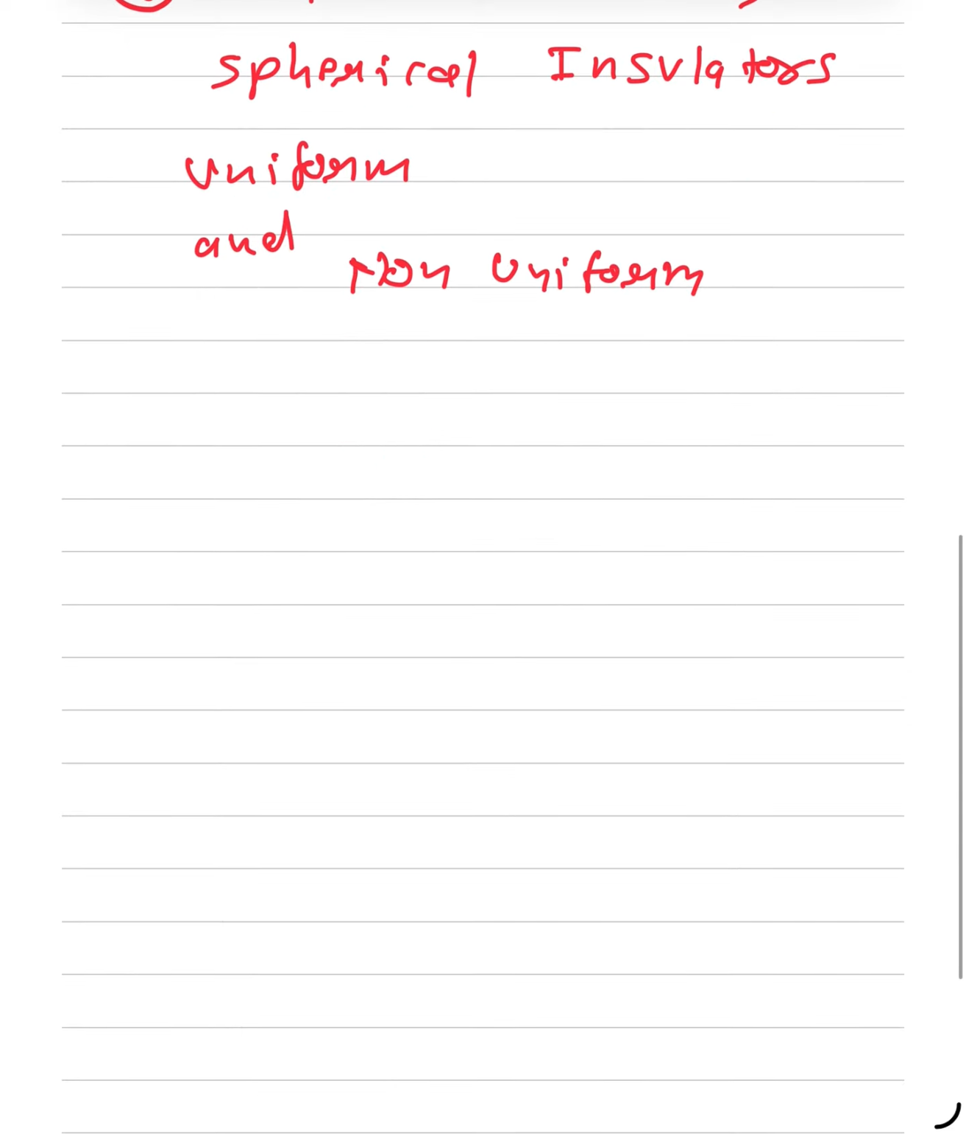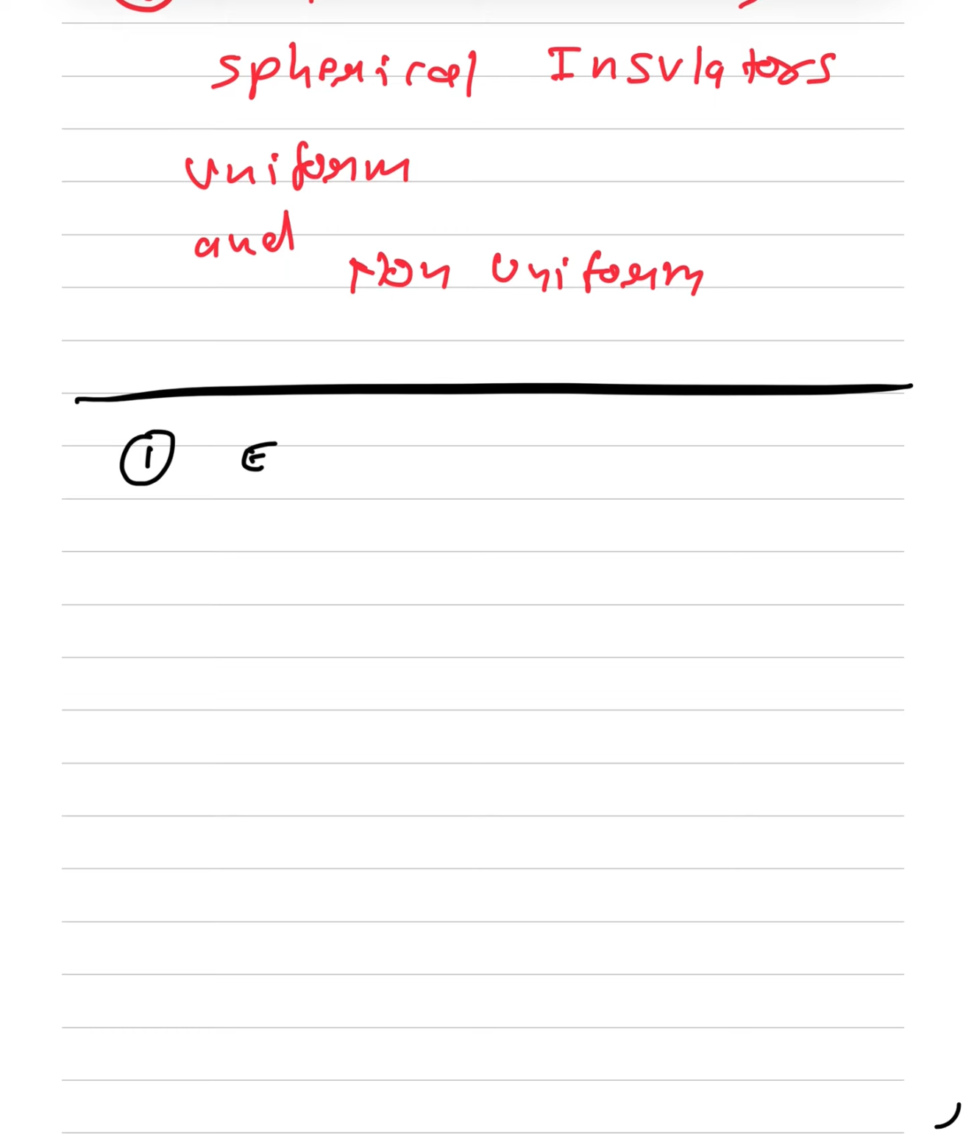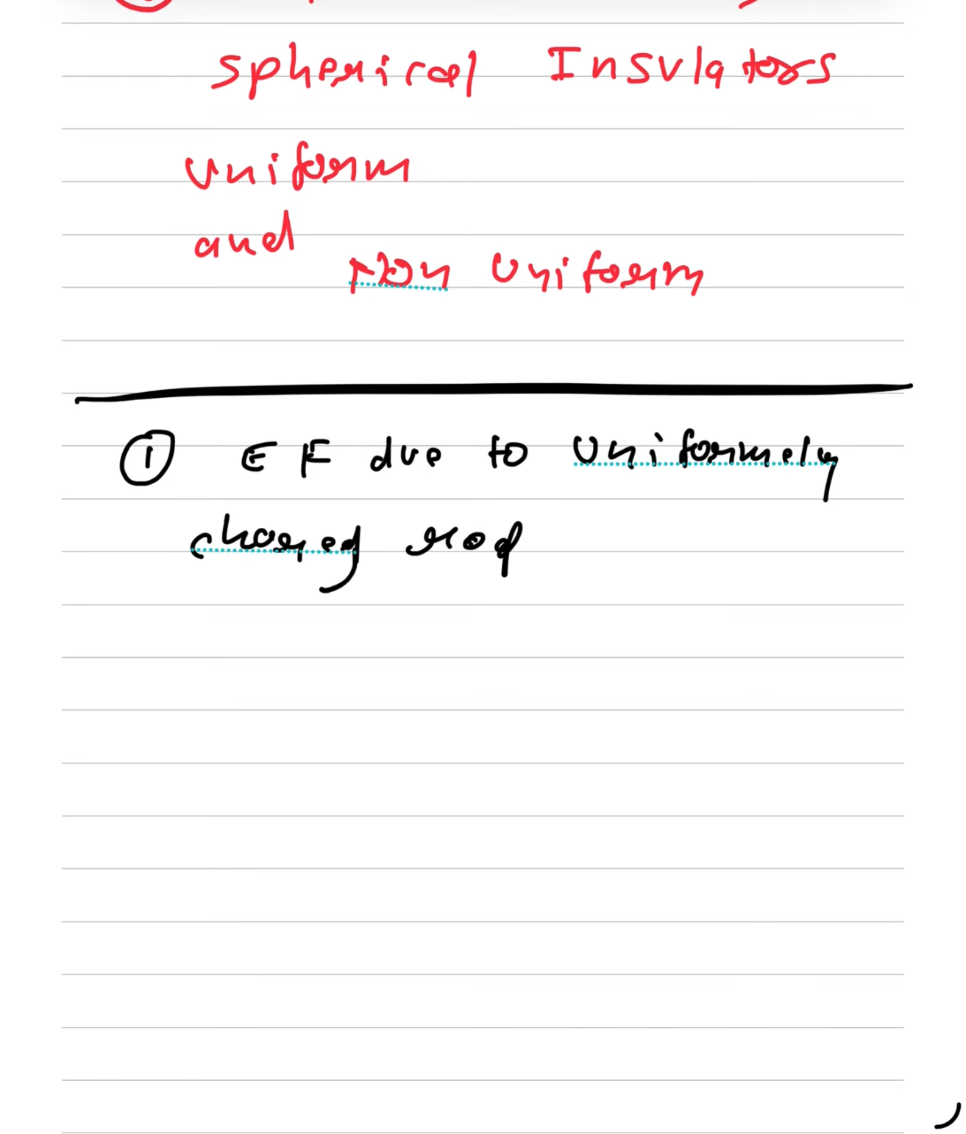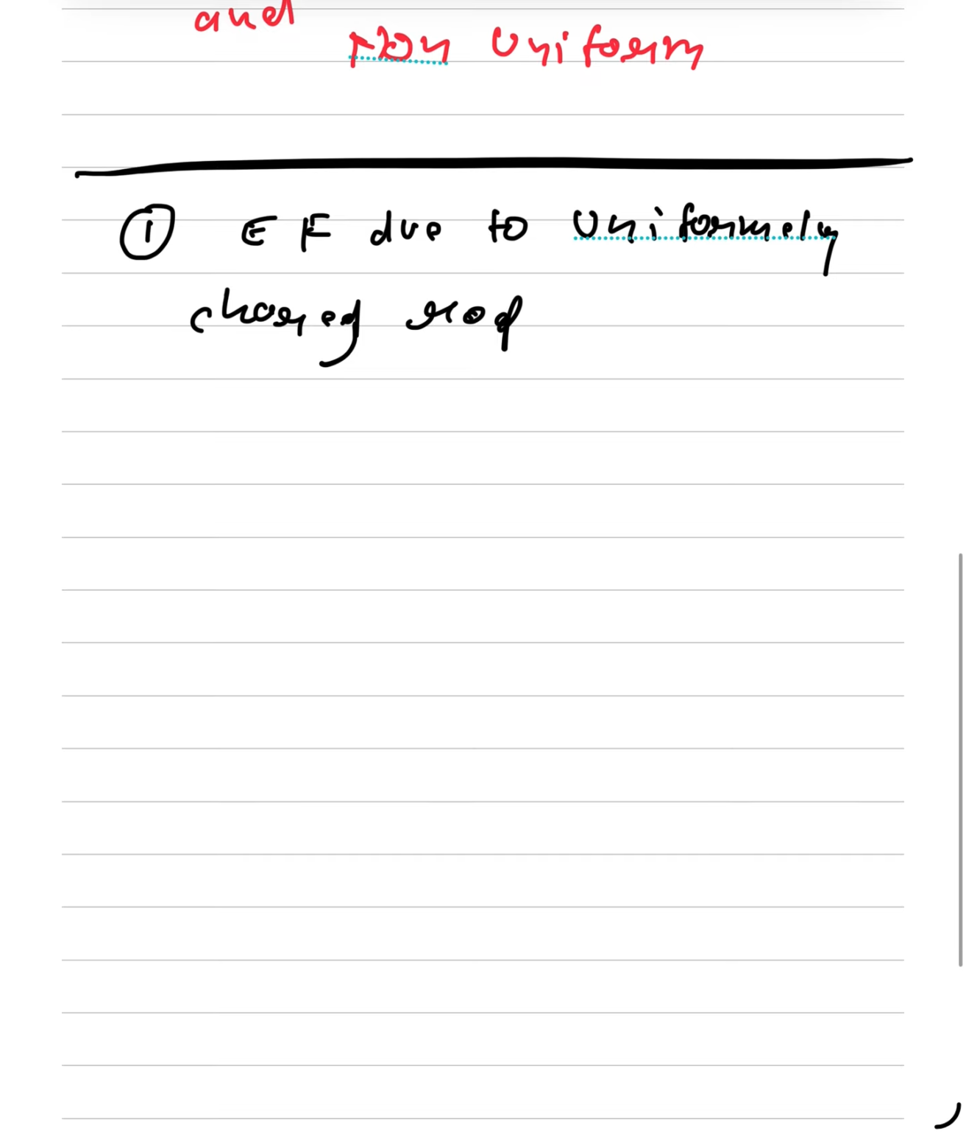Right. Initially, we are discussing the electric field due to a uniformly charged rod. Electric field due to uniformly charged rod. Right. This is a uniformly charged rod and the charge is distributed like this.